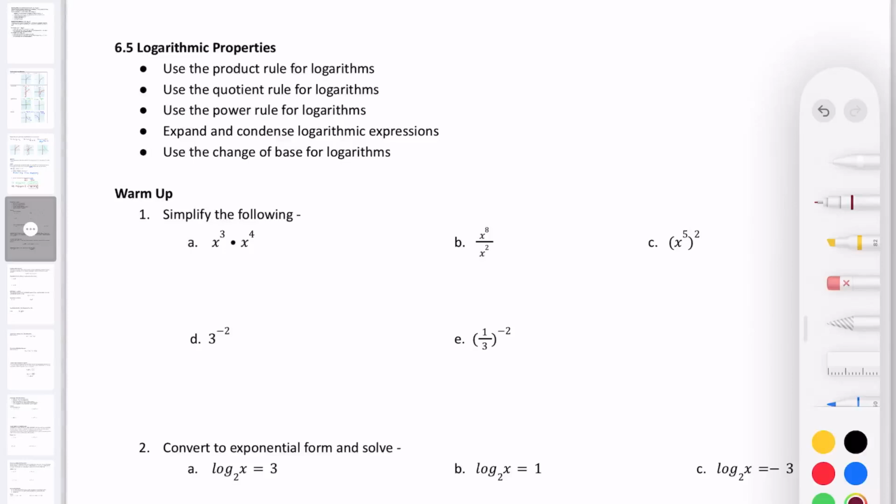In this video, we're going to cover 6.5 logarithmic properties. We'll talk about the product and quotient rule as well as the power rule. We'll expand and condense, and we'll talk about change of base. Let's start with the warm-up.